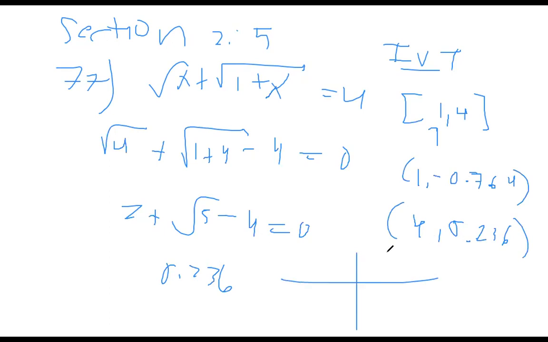So if we imagine it here, let's say this is 1, 2, 3, 4. So 1 is at negative 0 point something, so it's probably going to be around there. And 4 is at positive 0.2 something, so it's going to be around there. So if we connect it, there's going to be some solution there.